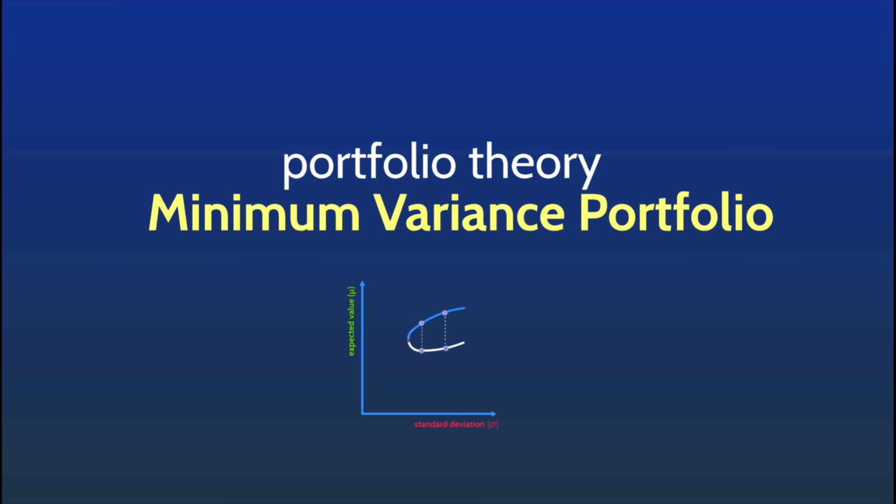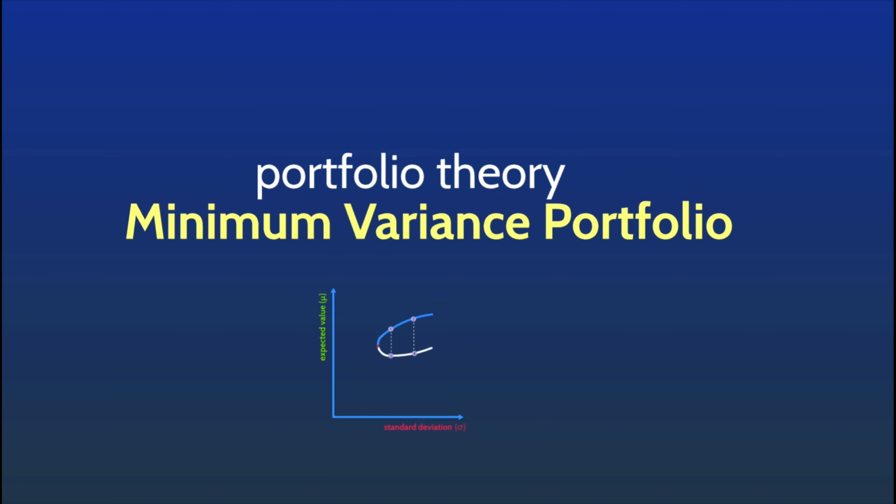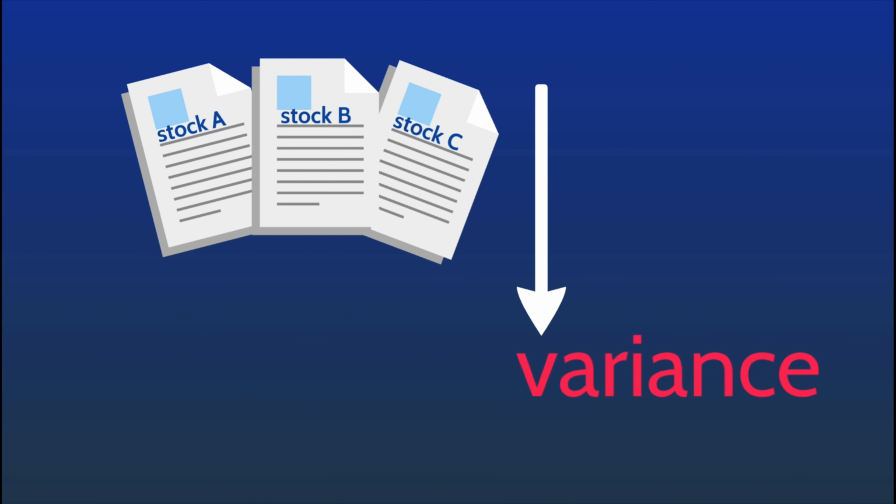Today's video covers the so-called minimum variance portfolio in portfolio theory. The minimum variance portfolio is the portfolio where the combination of securities achieves the lowest variance and thus the lowest risk. But why does low variance correspond to low risk?